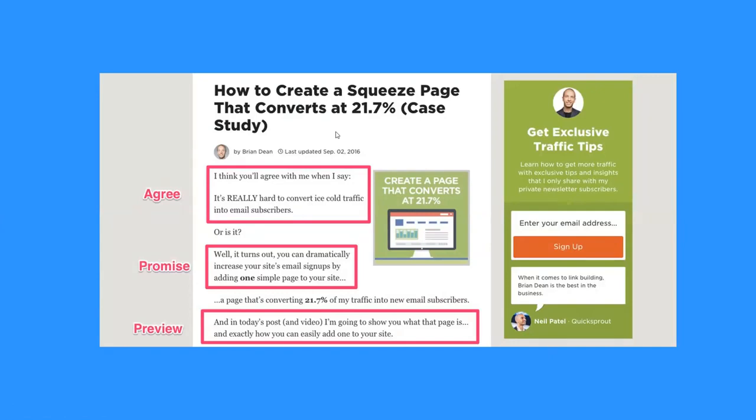He says, "I think you all agree with me when I say it's really hard to convert ice cold traffic into email subscribers. Yes, or is it?" Then he says, "Well, it turns out you can dramatically increase your site email sign up by adding one simple page to your site," a small solution here. "A page that's converting 21.7% of my traffic into new email subscribers. And in today's post, I am going to show you what the page is and exactly how you can easily add one to your site."